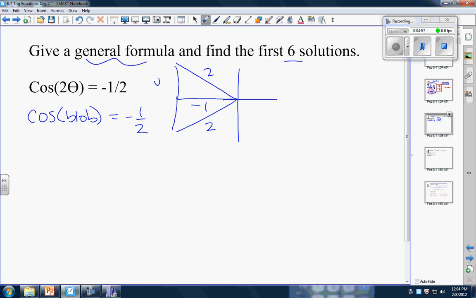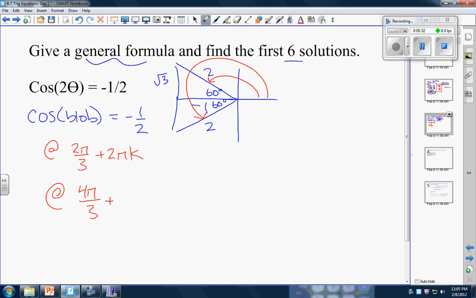So if this is your square root of 3, that means this is 60. That means this guy down here is also 60. That means to get there, this happens at 2 pi over 3 plus every 2 pi k. Because we can keep coming around and around and around again, we need 6 solutions. This guy here happens at 4 pi over 3 plus 2 pi k. So those two pieces right there aren't any different than what we've been doing.